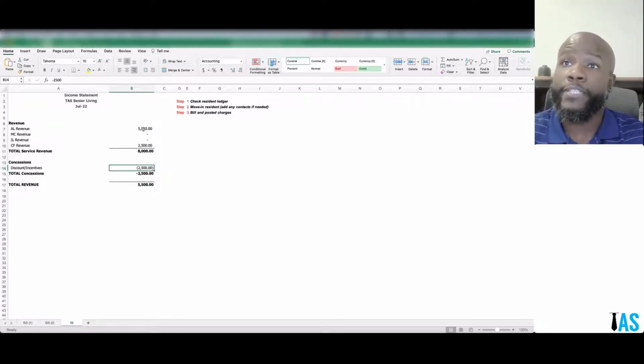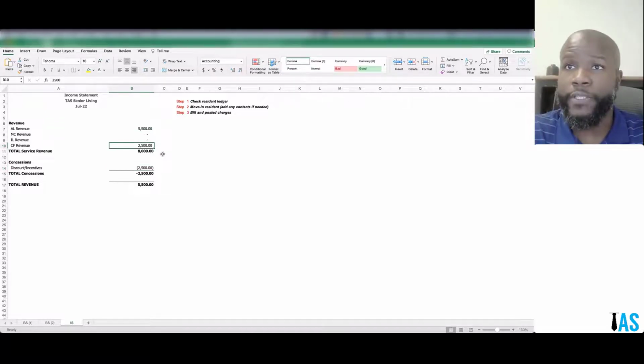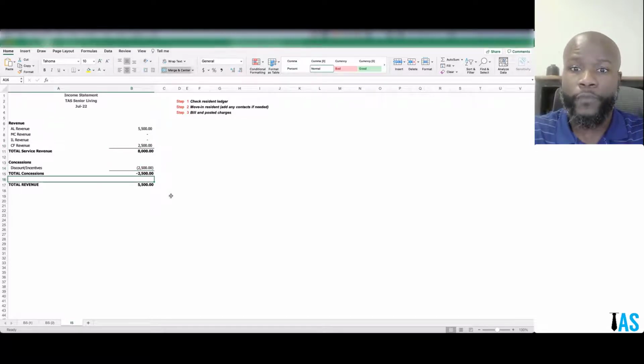So again, in this case, we got full rent. We got our community fee that was sitting on the balance sheet that we rolled over to the P&L. And then if there was an incentive, we're able to see what the net revenue is in this case. Okay. The incentives can get pretty interesting in many cases, right?